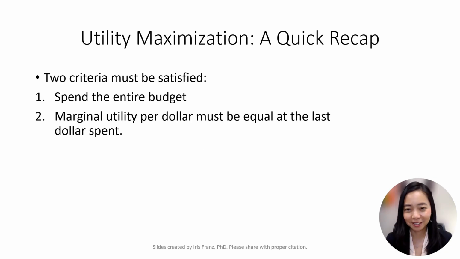To summarize, to maximize our utility, we need to satisfy two criteria. First, you make sure that the entire budget is spent. Second, you need to make sure that marginal utility per dollar must be equal across all different goods at the last dollar spent.